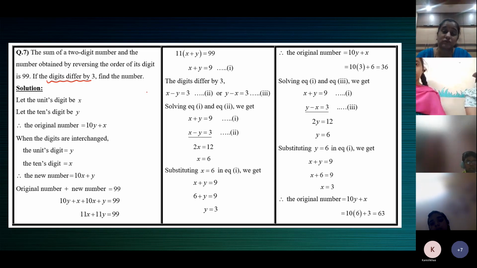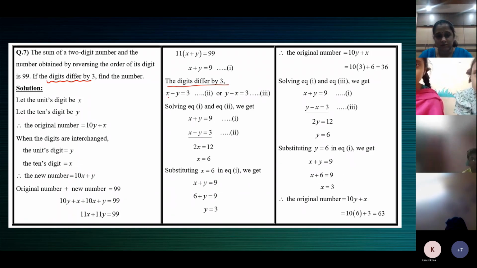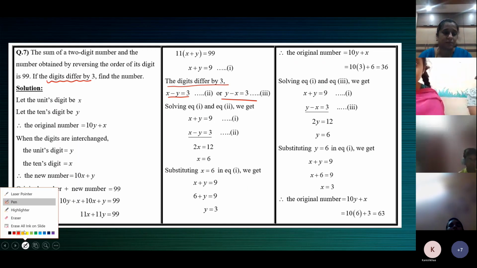If you have to find two different numbers, then you can say let the greater number be x, let the smaller number be y. But if you have to find only one number, and the information is about the digits of the number, you should not assume the greater digit as x, smaller digit as y. So the digits differ by 3, meaning x minus y can be 3 or y minus x is 3, depending on whichever digit is greater.